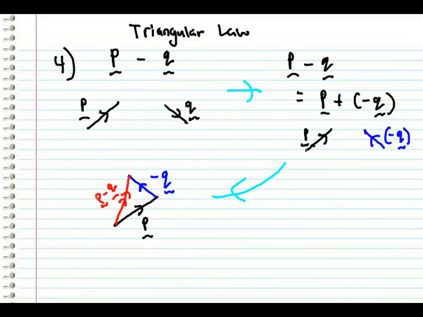And lastly, how do we draw the subtraction of vectors? We just use back the triangular law which you have already learned for vector addition. So, P minus Q, you just change it into P plus negative of Q. And negative of Q is just the same as Q but pointing in the opposite direction. So just apply what you have learned for triangular law. Start with vector P and then you draw negative Q at the end point of P and you complete the triangle.